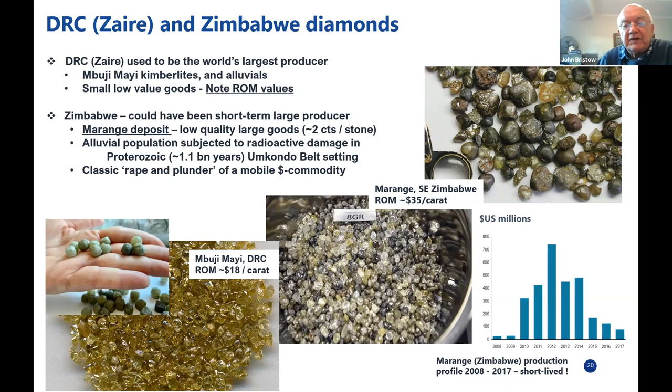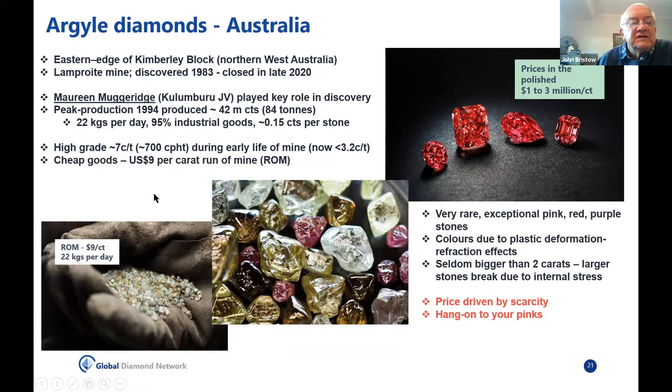On the other hand, if we move to Argyle, obviously it's been an iconic mine. At its peak, back in the 90s, about 25% of the world's production came from one mine. So that mine at its peak was producing something like 42 million carats per annum in a total production back then of about 160 million carats. But again, very, very poor quality. Run of mine there, $9 a carat.